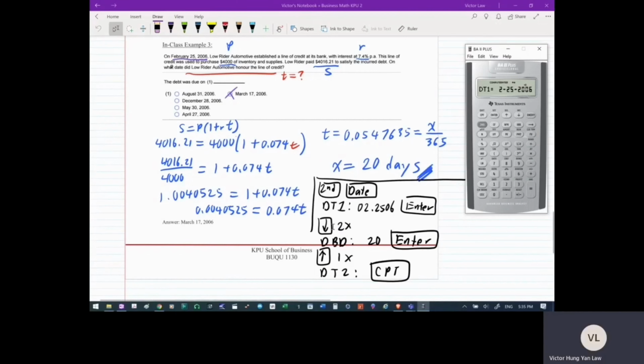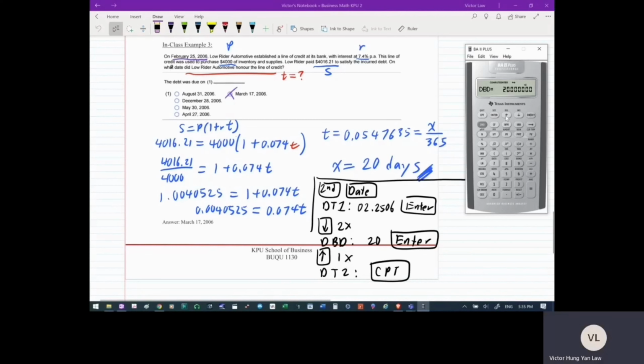Then we're going to arrow down 2 times to DBD, because we calculated the days between is 20 days. So that's why we put DBD, days between, as 20 days. We press enter, and now we've set the 20 days for the days between.